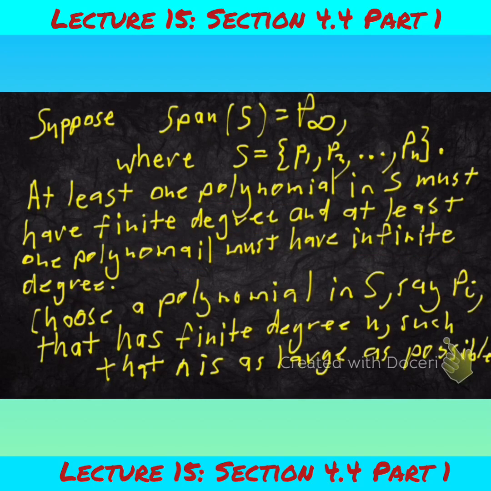Okay, so because some of the polynomials are finite, I'm going to choose a polynomial pi that has finite degree n. And I'm going to choose n such that n is as large as possible. So from all of the polynomials there that have finite degree, choose pi to have the largest degree. Now, what is the problem with that? Where do I get a problem here?